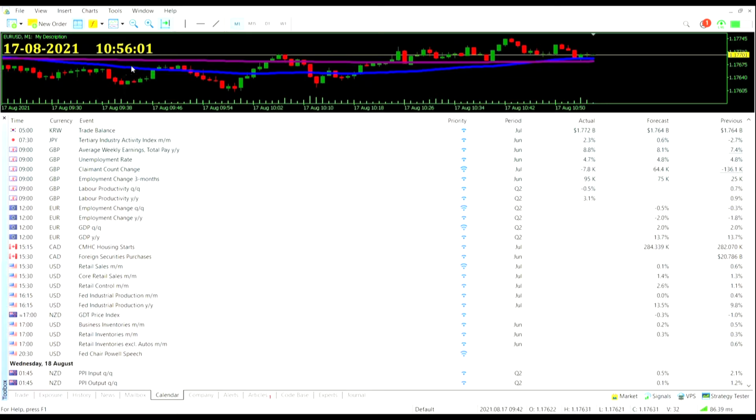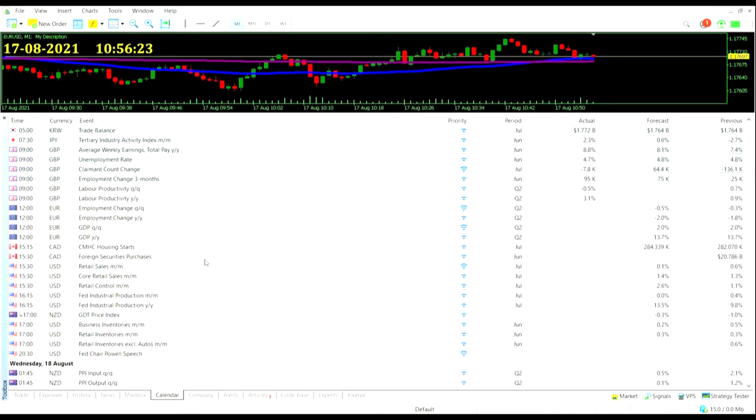Unemployment coming in just slightly better at 4.7 against 4.8. At 12 o'clock, that's just over an hour's time, we have got employment change for the entire Eurozone and GDP for the entire Eurozone. Those are both quarterly and yearly figures, so that could definitely have an impact if something comes outside of these forecasts especially.